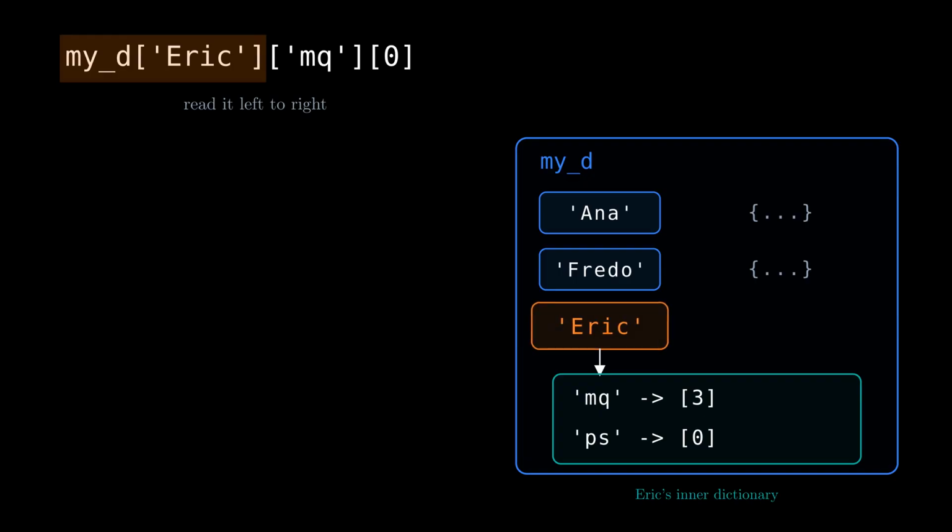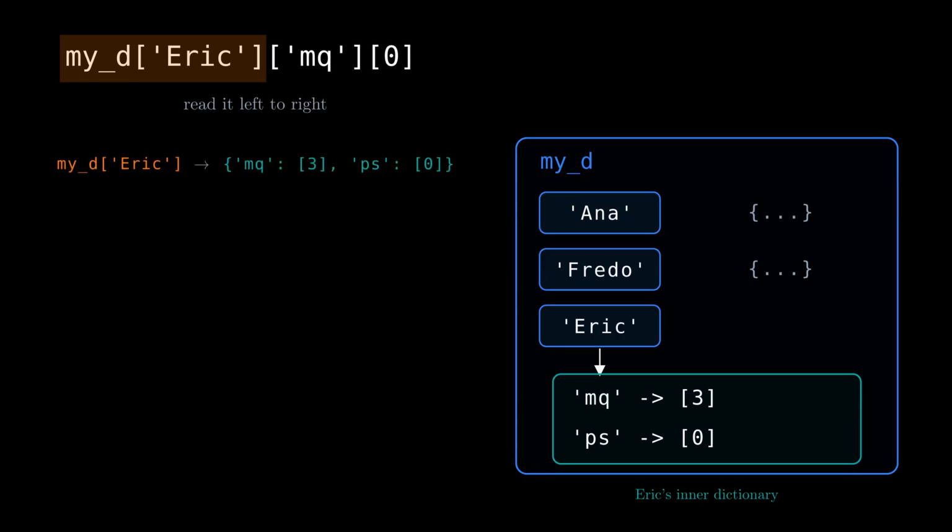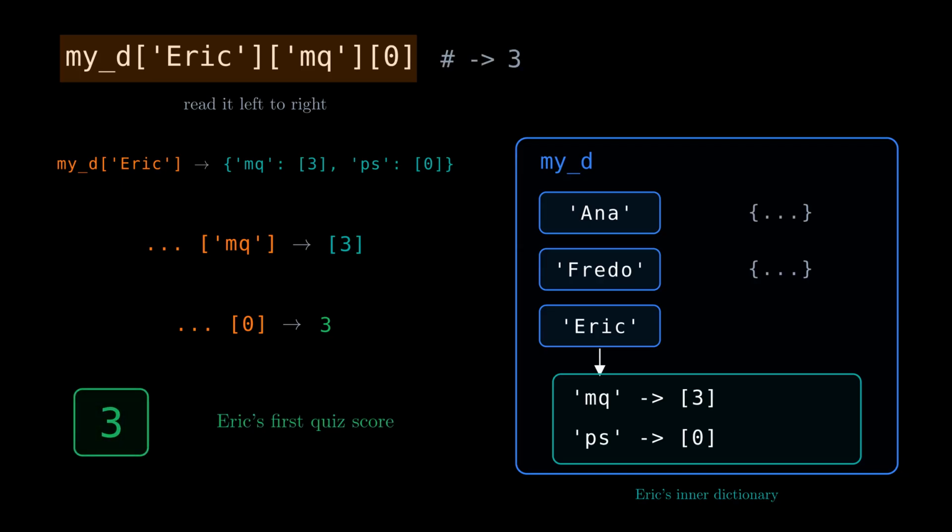First, myD indexed by Eric looks up the key Eric and returns Eric's entire inner dictionary. That result is indexed again by MQ, which returns the value stored under MQ, the list containing 3. Finally, we index that list at position 0, grabbing the 3 itself. So Eric's first quiz score was a 3.